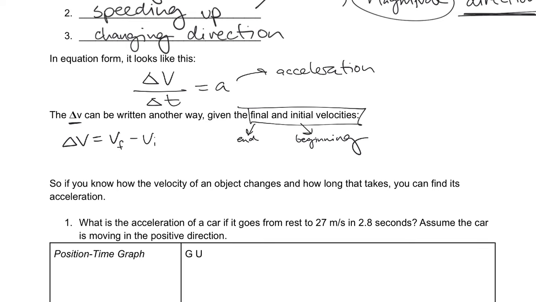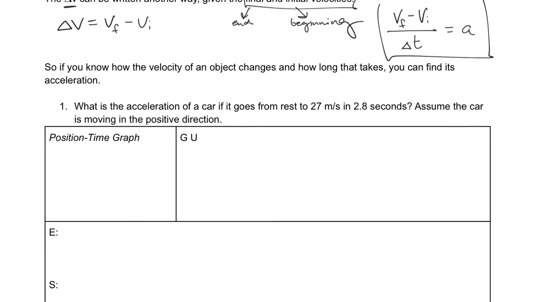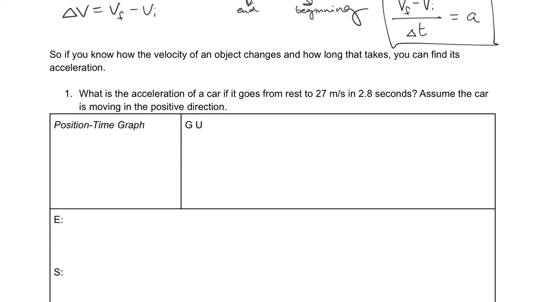And what that does to our acceleration equation is change it up a little bit. Instead of writing the delta v, we can write it as vf minus vi, that's the delta v, divided by delta t equals a. So that's going to be the main equation that we use. Vf minus vi, which is the final velocity minus the initial velocity, divided by delta t, equals a for acceleration. So let's scoot on down here and do a practice problem with that.